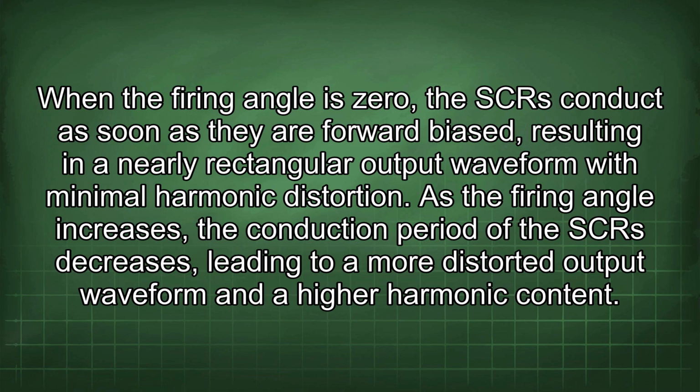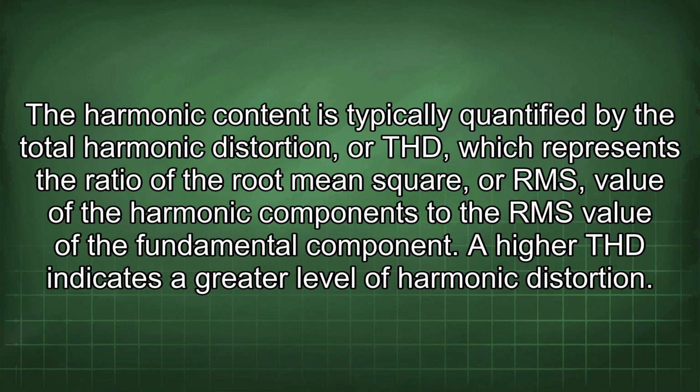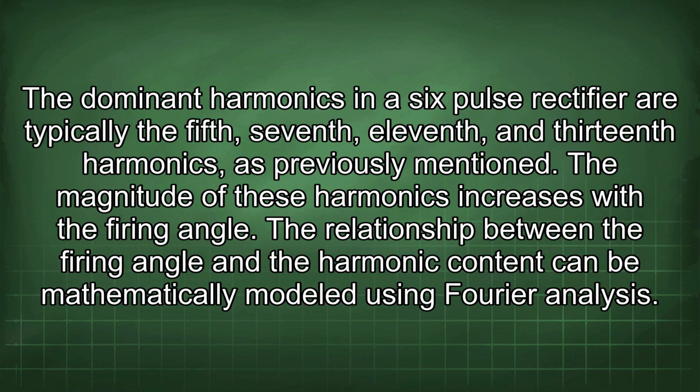The harmonic content is typically quantified by the total harmonic distortion, or THD, which represents the ratio of the root mean square, or RMS, value of the harmonic components to the RMS value of the fundamental component. A higher THD indicates a greater level of harmonic distortion. The dominant harmonics in a 6-pulse rectifier are typically the 5th, 7th, 11th, and 13th harmonics, as previously mentioned.